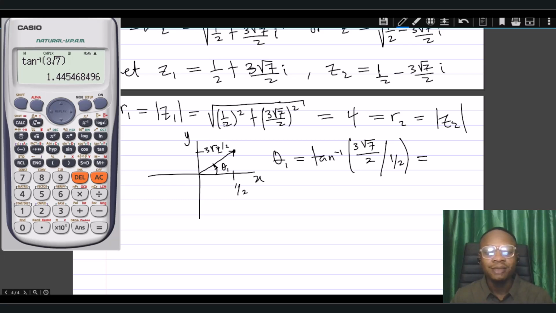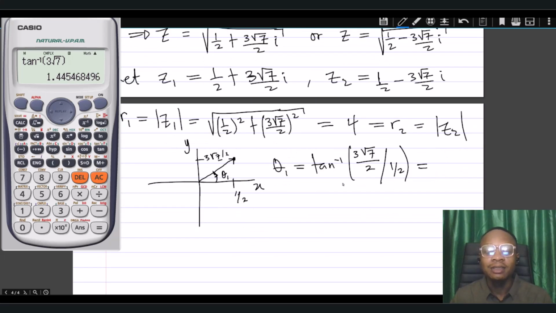So I want to avoid writing out something like this. It doesn't look like something I want to write out because this is giving me some sort of decimal expression and I don't like that. So what can I do if I don't like that? I just leave it like that, okay?